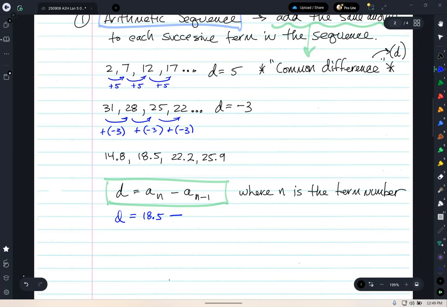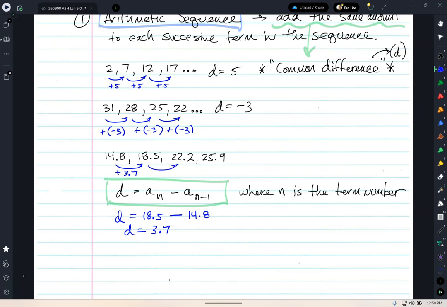Okay, so 18.5 minus 14.8, what does that equal? Positive 3.7. So what we're saying is in reverse, there's a plus 3.7 here. Now, if this is an arithmetic sequence, we want to check and make sure that's the same common difference there. So what's 18.5 plus 3.7? Use your calculator. You're going to need your calculators for this class. You're going to want to take your calculators out every day.